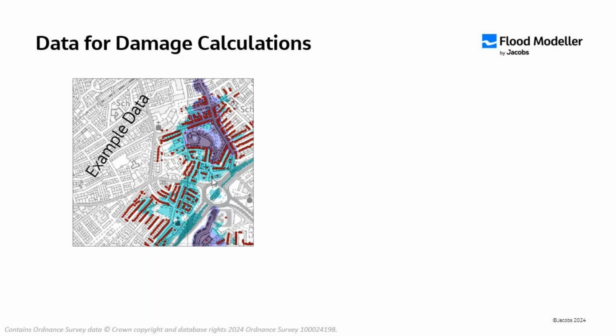And if you get the National Receptor dataset, it gives you information about where the property is, how big it is, whether it's a house or a factory or so on. If you're creating your own dataset, you will need to populate your point layer with that information. There's full instructions on how to do that in the Flood Modeler knowledge base.